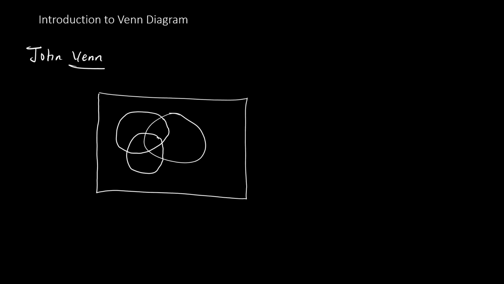The operations union, intersection, and complement of sets can easily be shown or visualized using a Venn diagram. Let's look at how we can use a Venn diagram to visualize the operations intersection, union, complement, and other set operations.